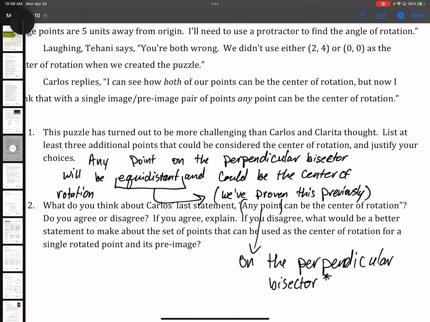But any point, we talked about 3, 4, right? That point was not equidistant. It wasn't on the perpendicular bisector, so it's not going to work. Very good. And in so doing, just by adding that on the perpendicular bisector and what we wrote under number 1, that answers the rest of number 2 as well.